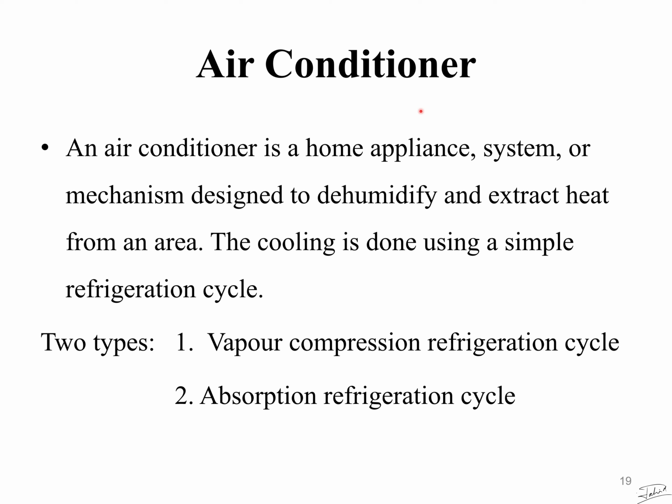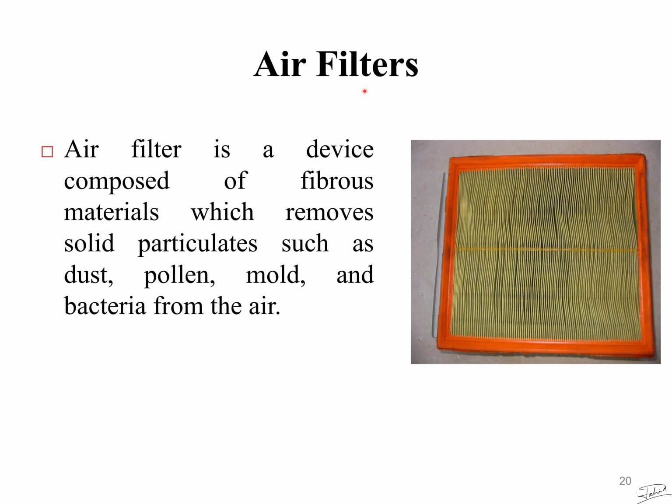First of all, air conditioner. An air conditioner is a home appliance system or mechanism designed to dehumidify and extract heat from the air. The cooling is done using a simple refrigeration cycle. So two types of refrigeration are used: vapor compression and adsorption. We'll discuss this in a separate chapter. Air filter, we can easily understand, is a device composed of fibrous material which removes solid particulates such as dust, pollen, mold, and bacteria from the air.